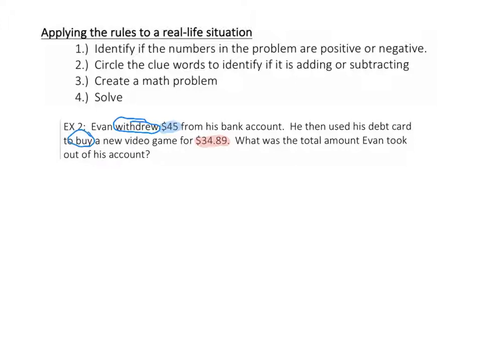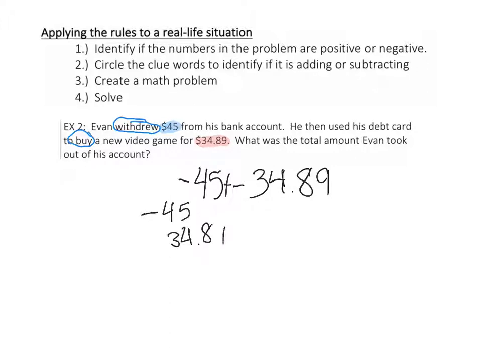So what does withdrew mean? Withdrew means to take money out of his bank account. And then when you buy something, that is also money coming out of your bank account. So both of those numbers are negative. So since we have negative 45, and then we're subtracting another 34.89, when we have two negatives, we add. So we have negative 45 and 34.89. I like to add zeros for place value.